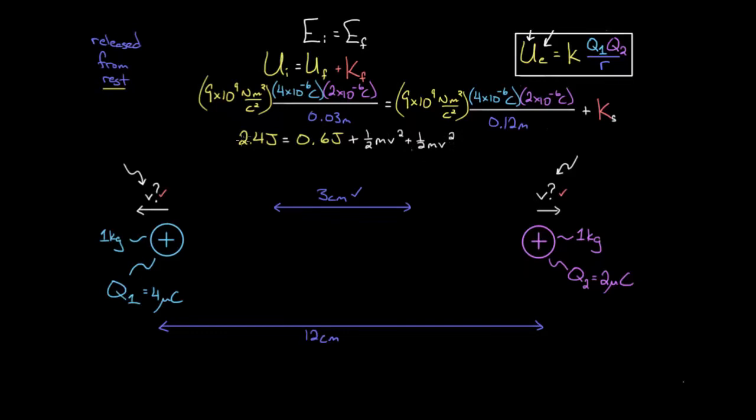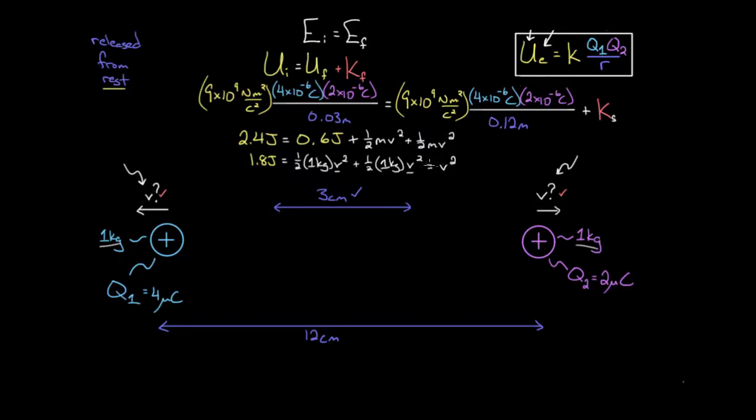Okay, so I solved this. 2.4 minus 0.6 is going to be 1.8 joules. And that's going to equal 1/2 times 1 kilogram times the speed of that second particle squared, plus 1/2 times 1 kilogram times the speed of the first particle squared. And here's where we have to make that argument. Since these have the same mass, they're going to be moving with the same speed. 1/2 v squared plus 1/2 v squared, which is really just v squared, because 1/2 of v squared plus 1/2 of v squared is a whole of v squared.